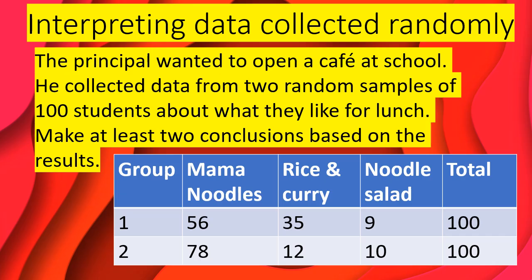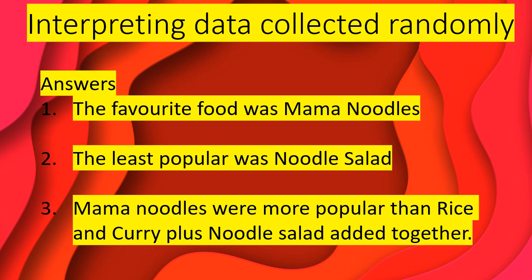So have a think about it, pause the video. I'm going to go ahead with the answers. So, firstly, the favorite food was mama noodles. Secondly, the least popular was noodle salad. And 3, mama noodles were more popular than rice and curry plus noodle salad added together. You could have some slightly different conclusions, but for me, those were the obvious ones.